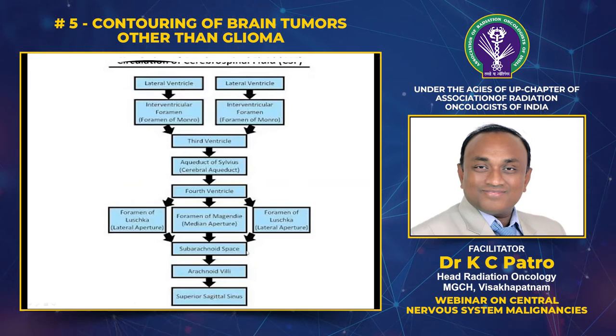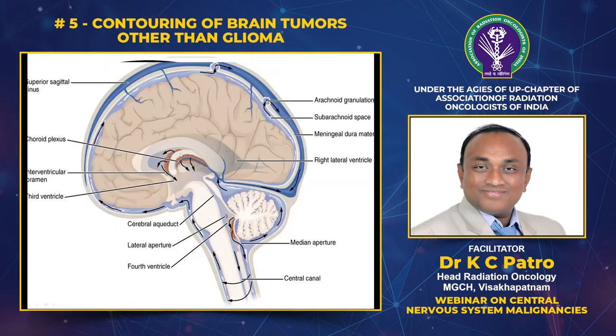This is the CSF pathway. You can see here the choroid plexus, and it goes from the lateral ventricle to the third ventricle, then by the aqueduct of Sylvius to the fourth ventricle. This is the lateral aperture, this is the median aperture, this is the central canal. Then it goes to the subarachnoid space, this is the arachnoid granulation, then draining into the superior sagittal sinus. So this is the whole CSF pathway.